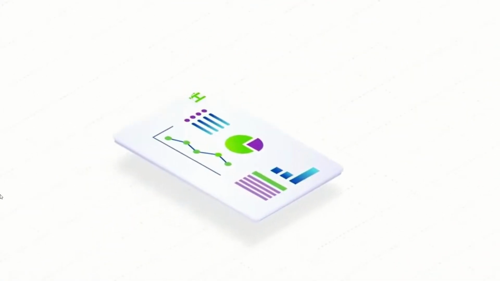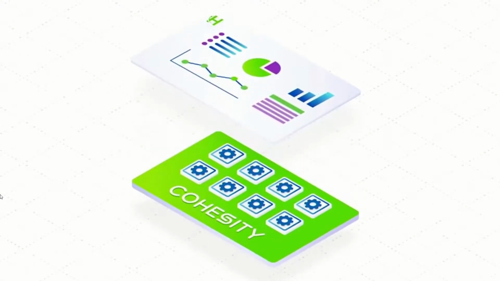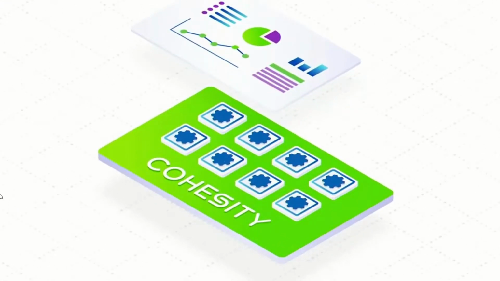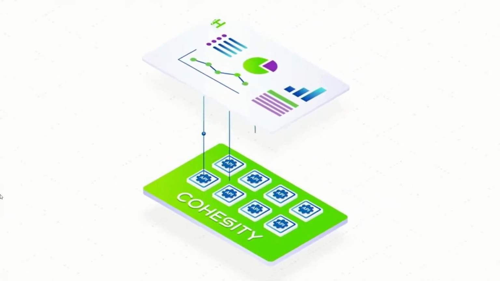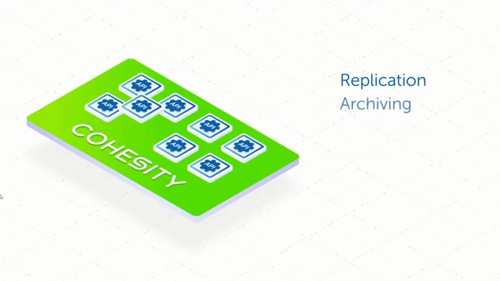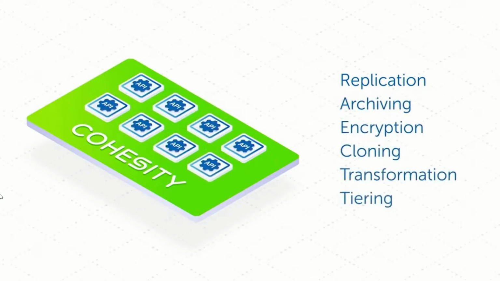When Helios manages any given cluster, this is what happens under the covers on the first layer of the architecture, the Cohesity data platform. Helios performs its operations through a series of RESTful APIs that sit atop underlying data management platform services to perform specific operations on data, such as replication, archiving, encryption, cloning, transformation, tiering, and more.